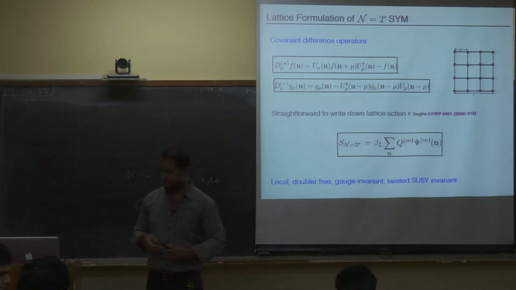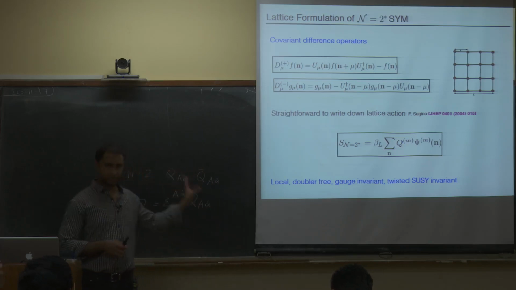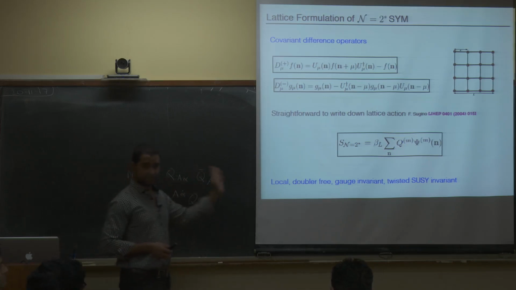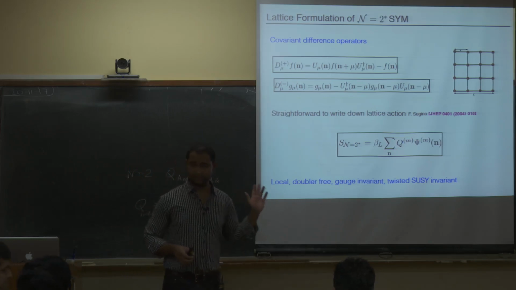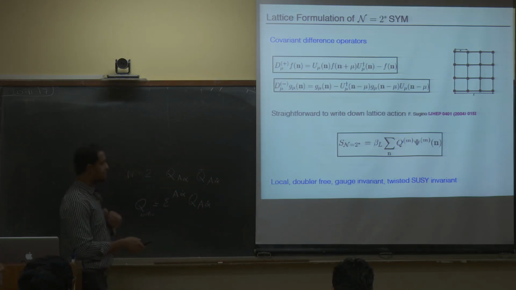But other supersymmetries are not preserved on the lattice because they break gauge invariance on the lattice, so that we cannot have them on the lattice. So this is a lattice action. It is twisted supersymmetry invariant under one supercharge.